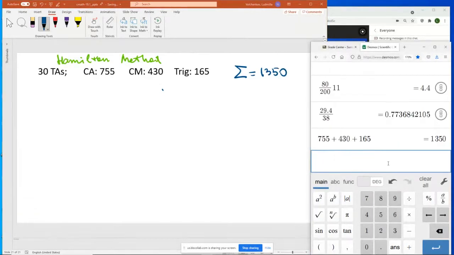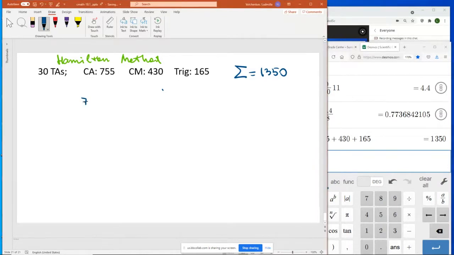Then we find the proportional part of each group. So 755 divided by 1350, 430 divided by 1350, and 165 divided by 1350. You can write this fraction, but you can directly multiply by the number of representatives to assign. We assign 30 teaching assistants. So let us find this.